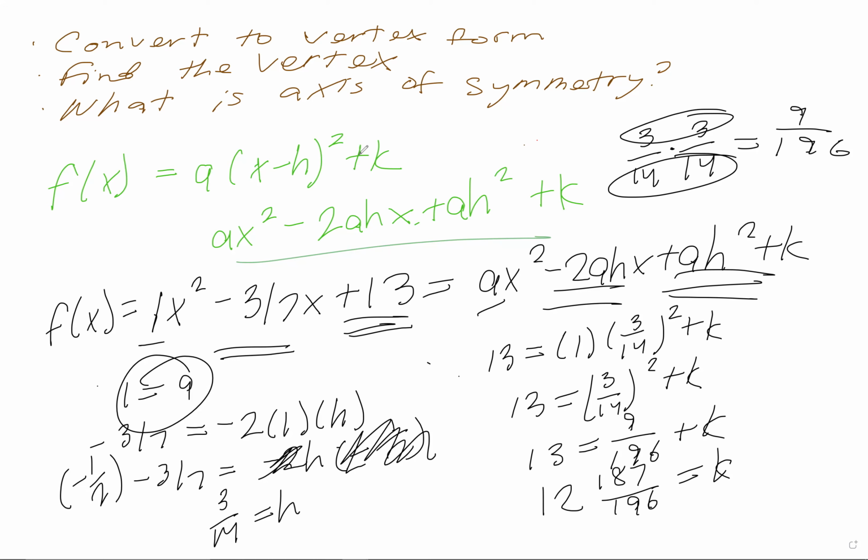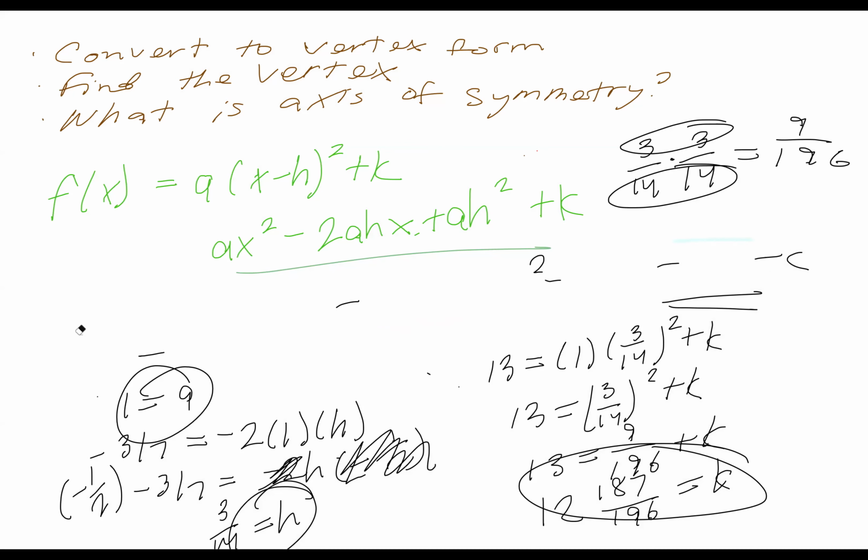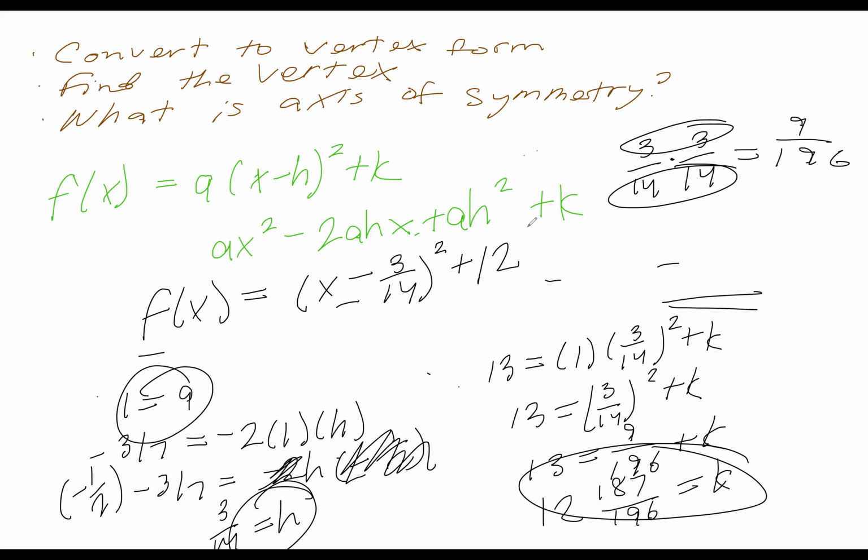We have our a, we have our h, we have our k. Let's construct. f of x equals 1 times x. Hold on. f of x is equal to 1. If it's 1, we don't really have to write it. x minus 3/14 squared plus that stupid fraction.